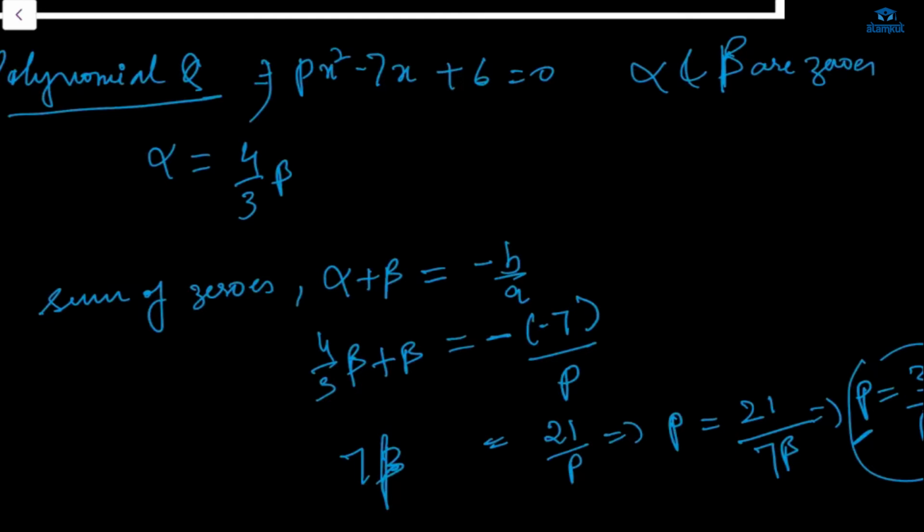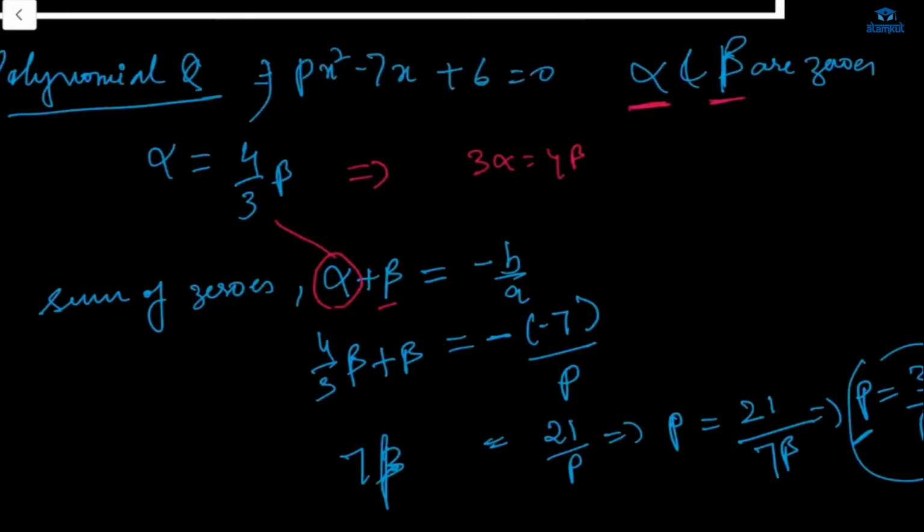So here in alpha, you will see alpha value is given as 4 by 3 beta. Okay, and beta is the same as beta because the two zeros are alpha and beta, and alpha is in relation with beta, that relation between alpha and beta is given. Okay, or you can write it as 3 alpha is equal to 4 beta, but that doesn't make any sense. Okay, because here we have to put the direct alpha value. So alpha is equal to 4 by 3 beta.